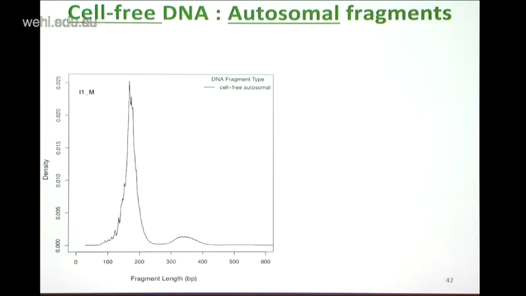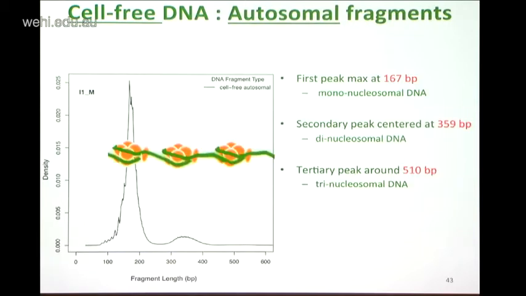This is a plot of the autosomal cell-free fragment lengths for one sample. What's really interesting is that the lengths in the first peak correspond to the length of DNA that is wrapped around a nucleosome. The second peak corresponds to the length of DNA that's wrapped around 2 nucleosomes, plus the linker that joins them up. So that's mononucleosomal DNA for the first peak, and then dinucleosomal DNA for the second. And the third peak corresponds to roughly 3 nucleosomal lengths.